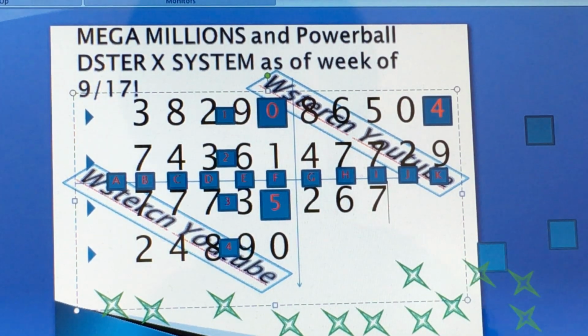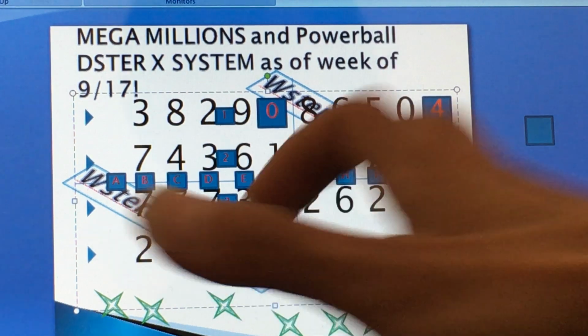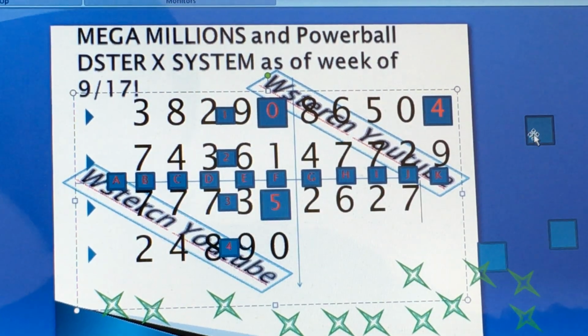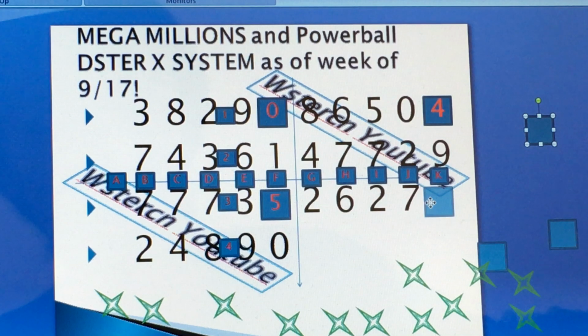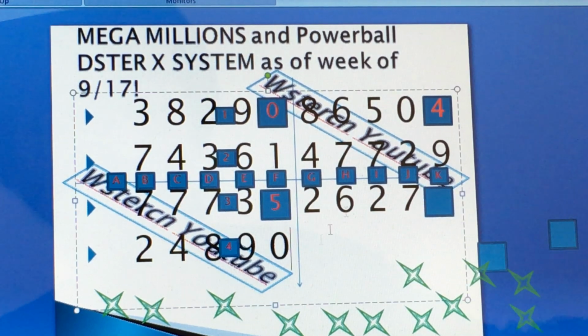2, 6, 2, 7. My bad. 2, 7. And then the grid, there's a blue box. That blue box is not used. I did not use that blue box. Just to let you know, this is the result for last night's job.